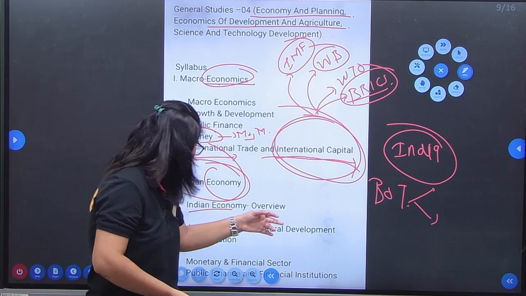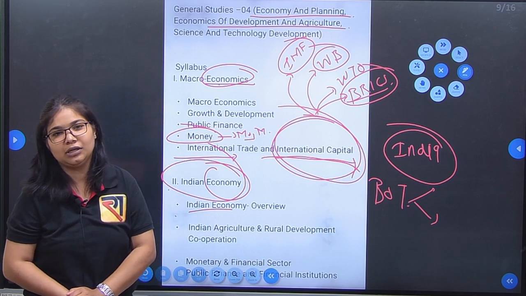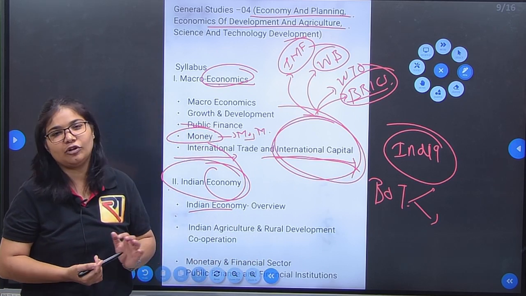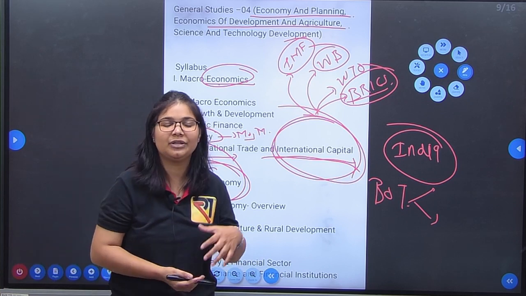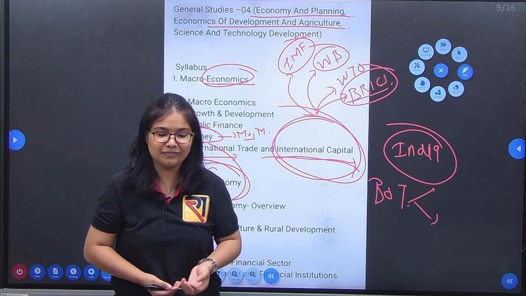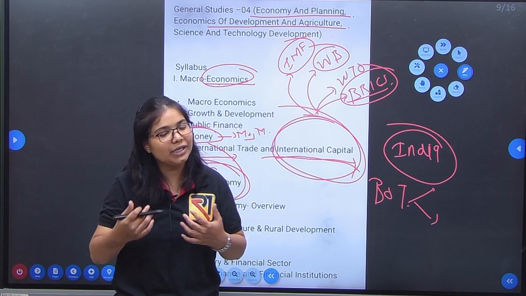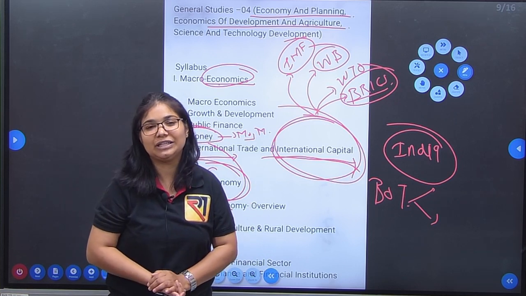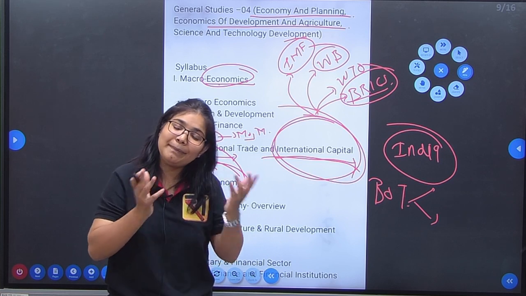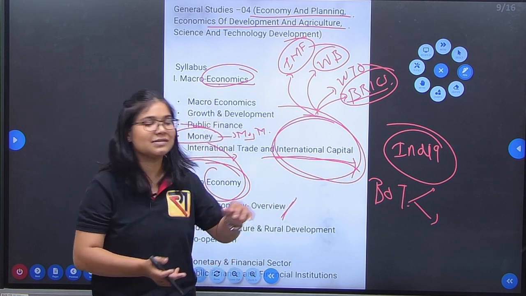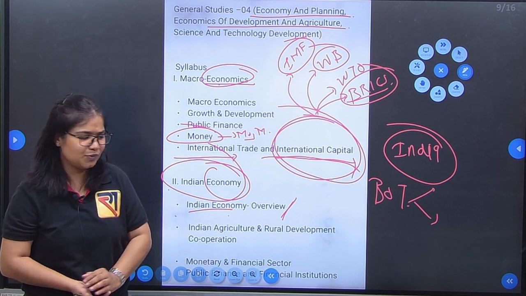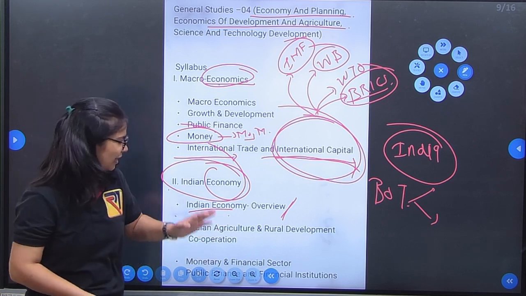Then we have to get an overview of the Indian economy. Agriculture section: what percent of the GDP is contributed by agriculture, by services, by manufacturing. How the Indian economy has evolved since the 1950s to 2023. We have to learn about the Planning Commission in this. Questions are asked in the prelims also regarding this. So we have to learn it.